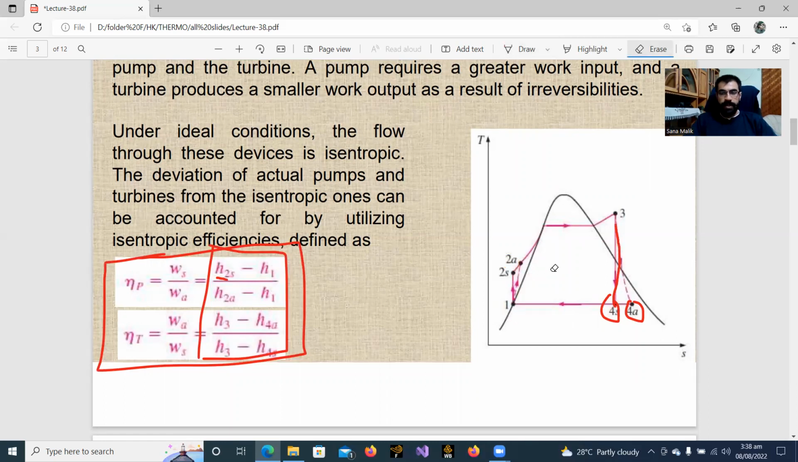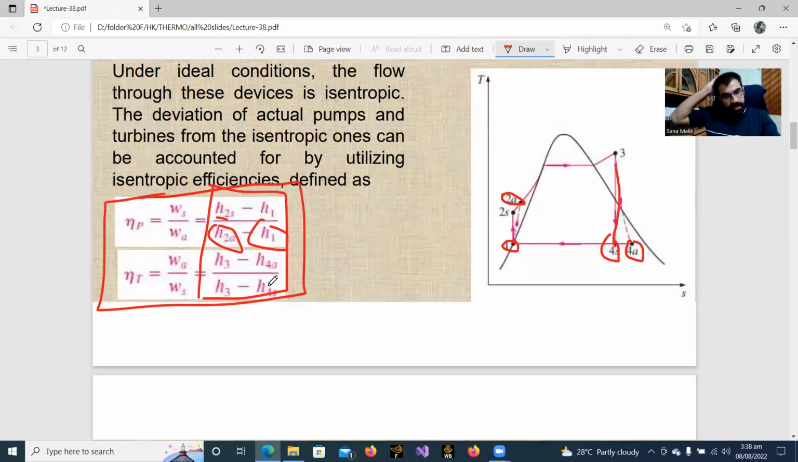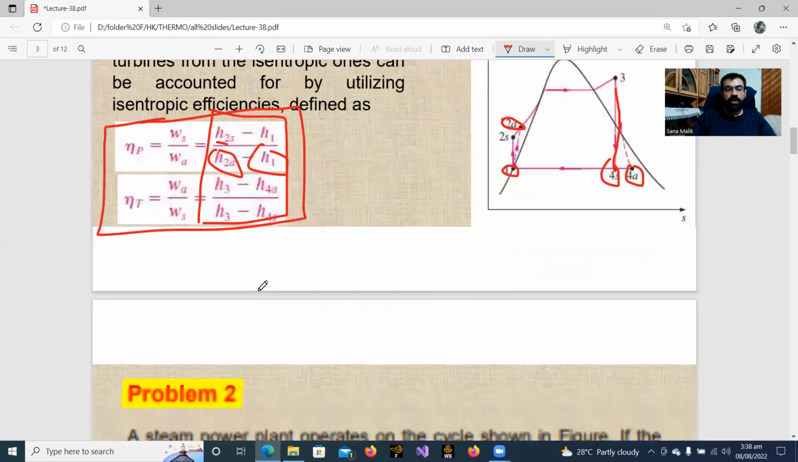So if you want to calculate the efficiency of the pump, so what we are gonna do is, here H2S is isentropic enthalpy. So we're gonna minus it from the initial, which is H1, and then we're gonna divide it by the enthalpy at 2, the actual point, minus the initial. So basically these efficiencies will be given in the numerical.